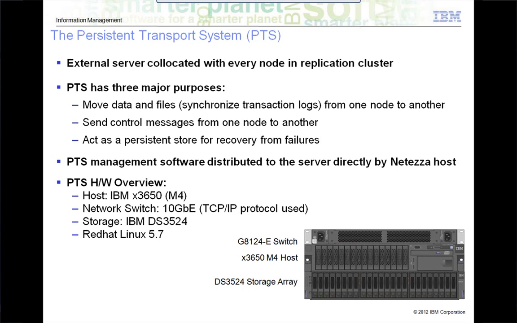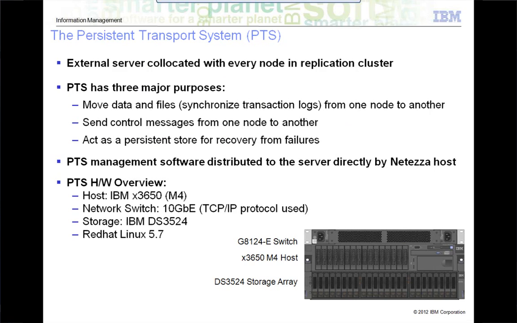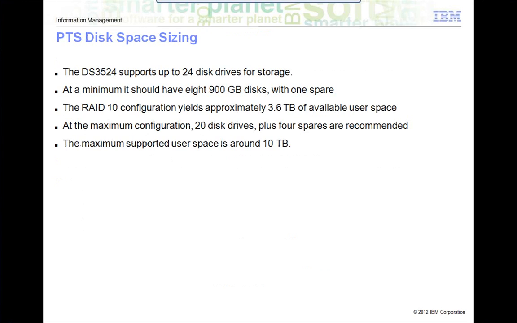Okay. So let's look at the disk space sizing in PTS. As I mentioned earlier, we have this storage array, DS3524, which supports up to 24 disk drives for storage. At a minimum, we should have 900 gigabyte disks plus one spare. At that minimum configuration with RAID 10, it yields approximately 3.6 terabytes of usable space. Okay, so it is important to keep in mind when you design solutions how much data you want to transfer over or how much transaction logs you want to keep in the PTS.